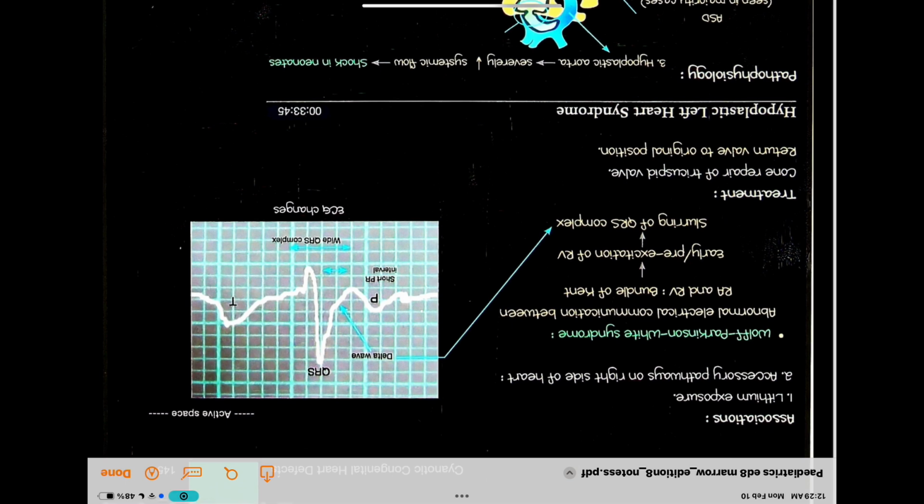Association: lithium exposure, accessory pathway on the right side of the heart, Wolff-Parkinson-White syndrome, abnormal electrical communication between the right atrium and right ventricle, the bundle of Kent, early pre-excitation of the right ventricle, slurring of the QRS complex. Treatment: cone repair of the tricuspid valve, returning the valve to its original position. ECG changes are shown here.